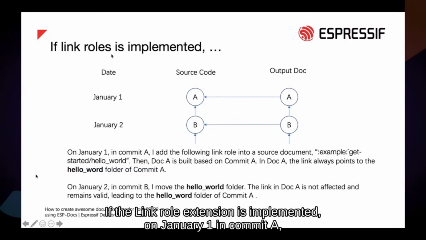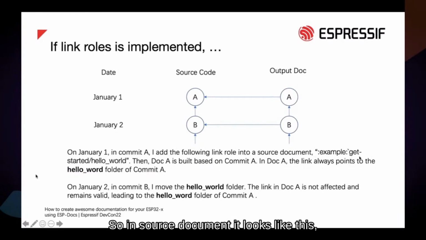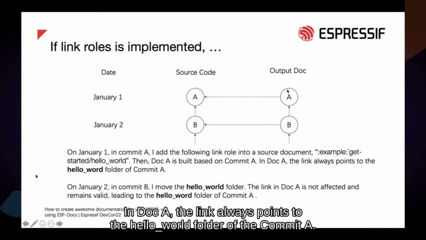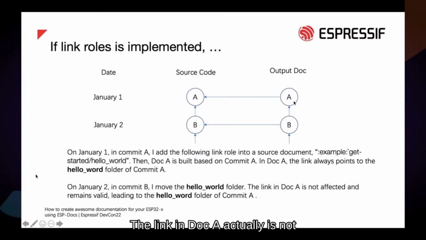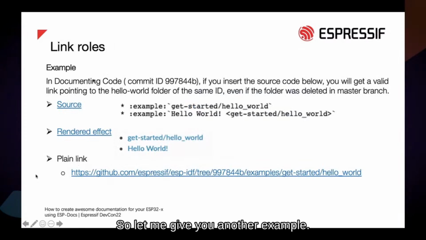If the link row extension is implemented, on January 1st, in commit A, I added the following link row into a source document. So in the source document, it looks like this. And then doc A is built upon commit A. In doc A, the link always points to the hello world folder of commit A. And then on January 2nd, in commit B, I moved the hello world folder. The link in doc A actually is not affected and remains valid, leading to the hello world folder of commit A. So let me give you another example.